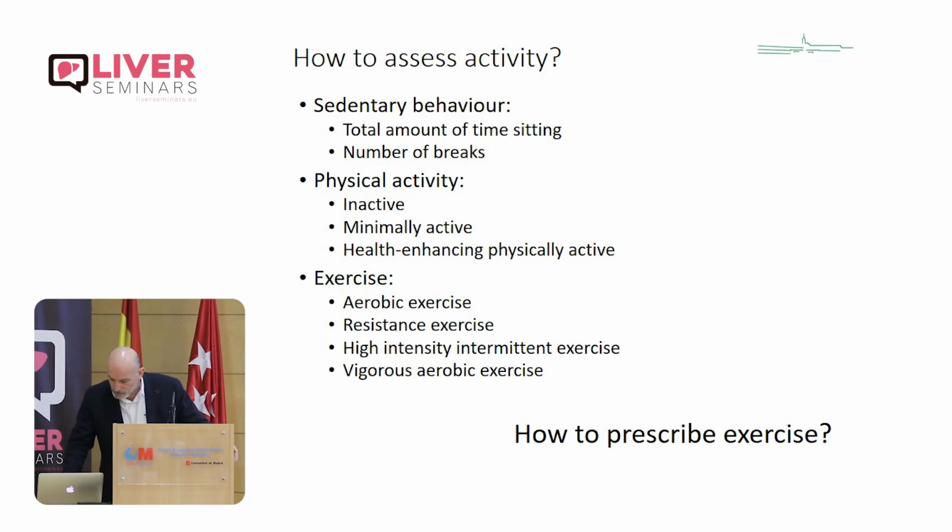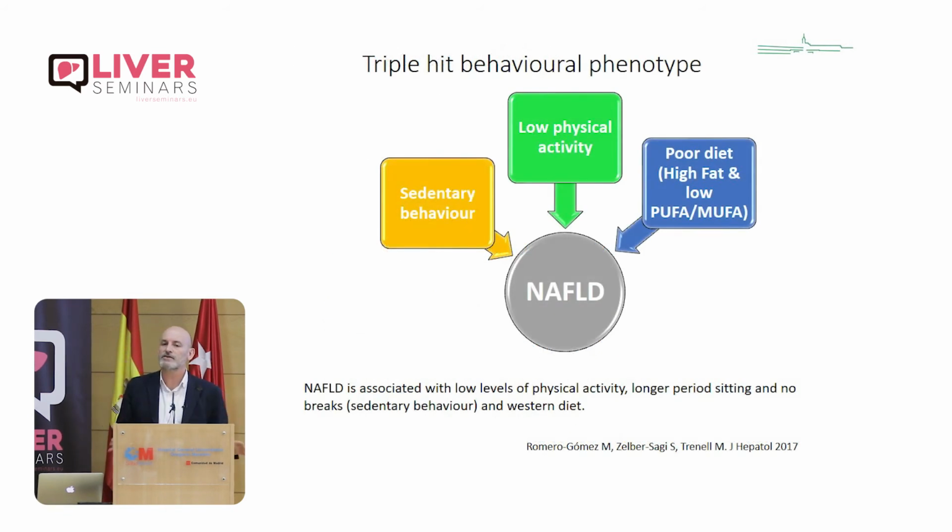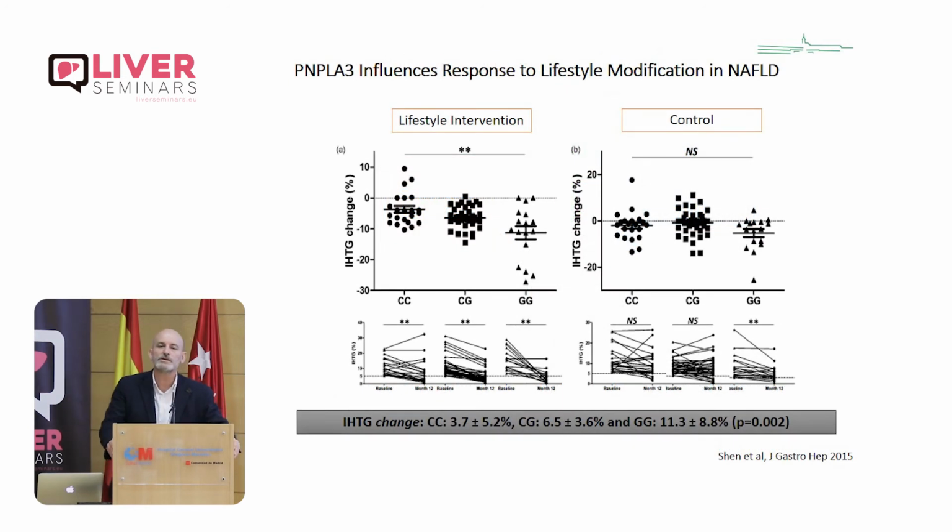I would also like to summarize that we need to convince our patient to avoid sedentary behavior, to avoid low physical activity, and please avoid a poor diet with high fat and low poly and monounsaturated fatty acids. It's curious how PNPLA3 promotes the progression of the disease and was associated with fat, but a patient with an unfavorable genotype, for example PNPLA3-GG, shows a 1.5 increased risk of developing fatty liver.